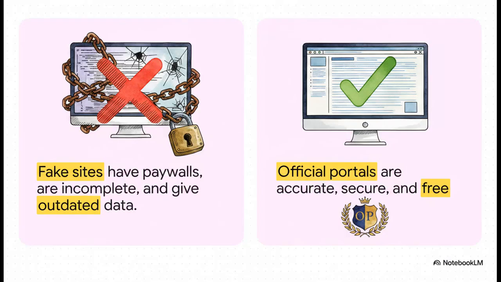First off, we've got to avoid the trap of third-party public record sites. They hide behind sneaky paywalls and spit out severely outdated data. Always verify you're on an official Ontario government portal. They're accurate, secure, and 100% free.